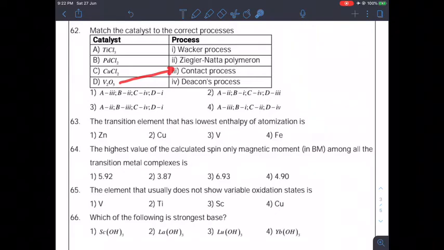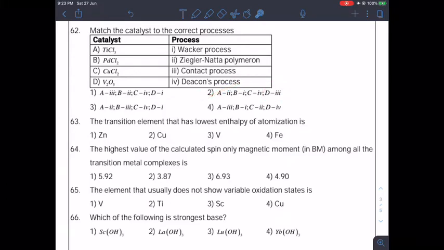Like that, PdCl2 is used in Wacker's process. Similarly, TiCl3 is one of the components of the Ziegler-Natta catalyst, which is used in polymerization, which you learn in polymers. So what is the correct answer then? That means D, V2O5, should have the contact process. That means D should have third. Now just look at where D third is there. Okay, this is the only option given, so you need not verify the others. The correct answer is 2.